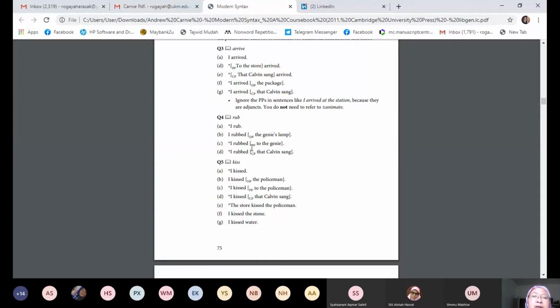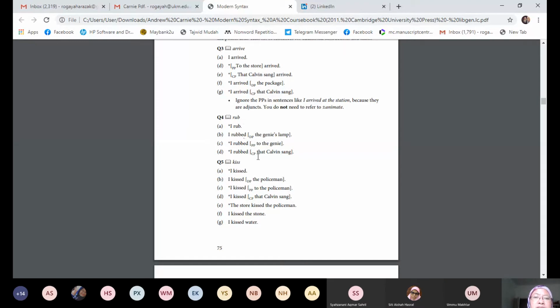Okay, so I must say I rub the genie's lamp. Let's say I rub the genie's lamp for mother. So if you have the genie's lamp, then you can have something else with it, because the meaning of rub includes the determiner phrase, and anything after that is all optional. You can put, but you must have the complete meaning first. So you cannot have a PP after the verb, you cannot have the CP after the verb. CP, complement phrase, because Calvin sang is a sentence, and then that is a complement that happens before the sentence, so it's called a complement phrase.